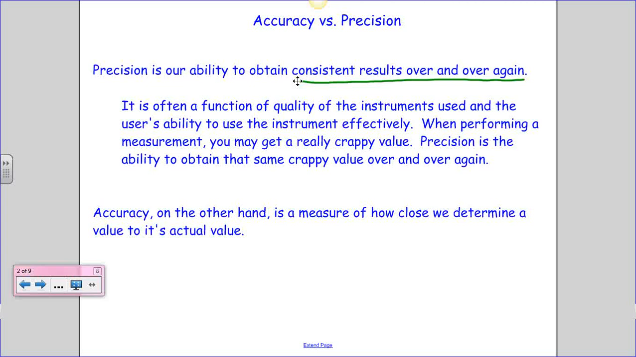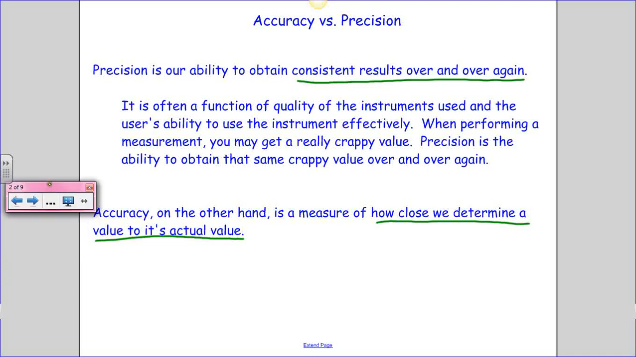So when you perform a measurement, you may get a really crappy value. It's nowhere near what it should be. But if you get that same crappy value over and over and over again every time you run the experiment, your results are precise. On the other hand, accuracy is a measure of how close your value is to the actual value. So, how close were you?